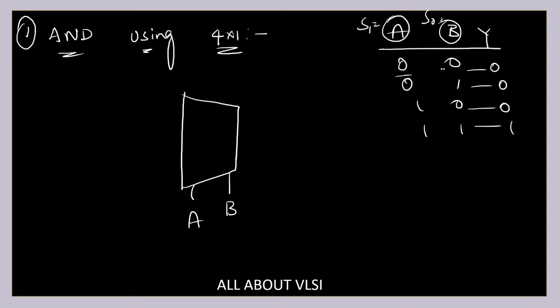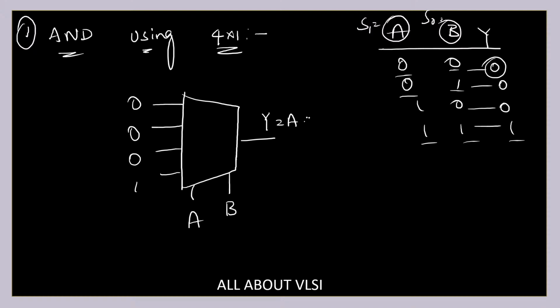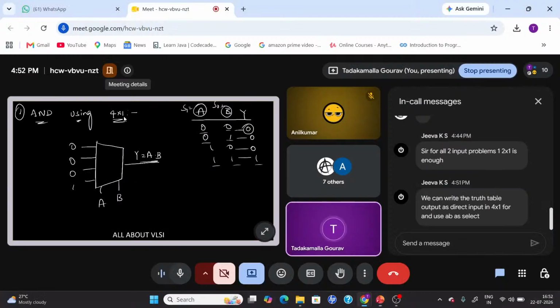If your select line is equal to 0, 0, you can see your output is equal to 0. That is the reason I'm going to give 0. And if your select line is equal to 0, 1, your input is equal to 0. And again 0. And for select line 1, 1, you're going to give the input as equal to 1. So here you are going to get Y is equal to A dot B. Just replicate the truth table outputs as the inputs of your 4 cross 1 mux.